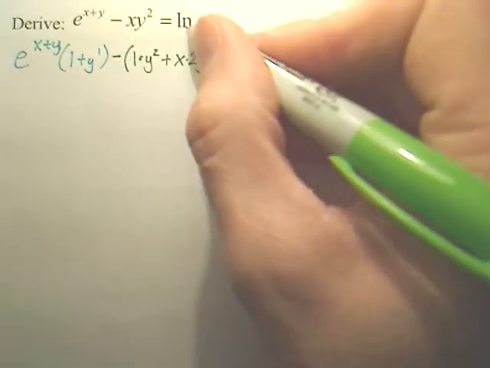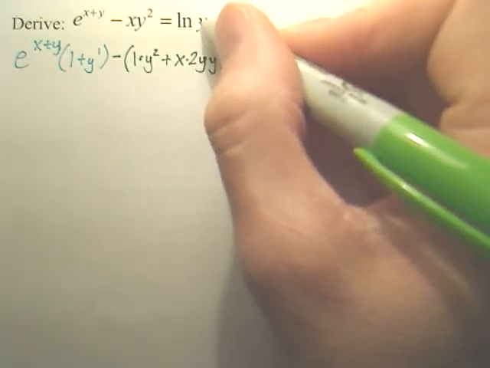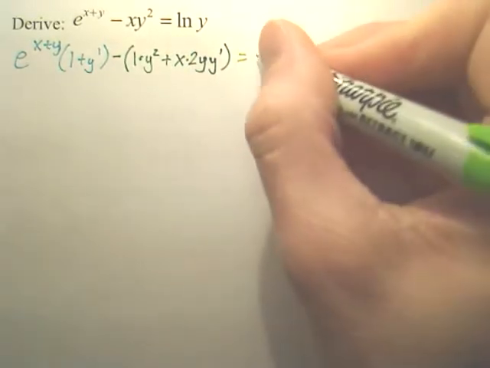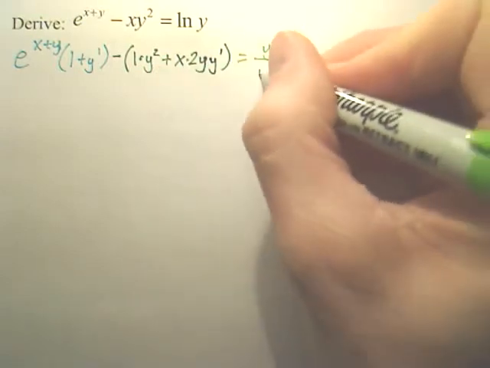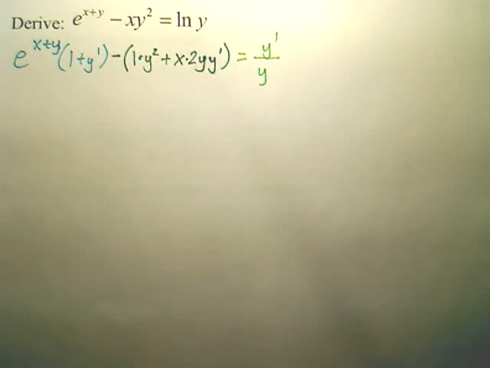Equals, well, ln of u is u prime over u. So it's going to be y prime, which is the u, over u, which is y. There we are. We can now try to get the y prime by itself.